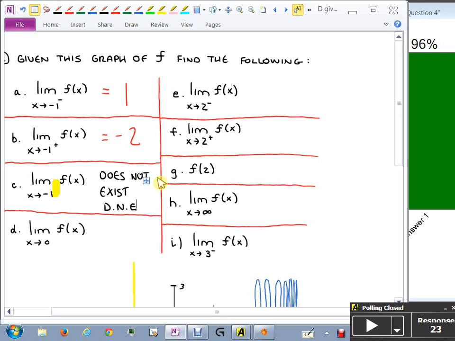Or we write just DNE, does not exist. We do not put undefined. Undefined means the function's not defined somewhere. Does not exist is what we reserve for limits. If you can't figure out what the limit is, we say the limit doesn't exist. Are there any questions on that? Left and right have to be the same for that to be okay? Yes.